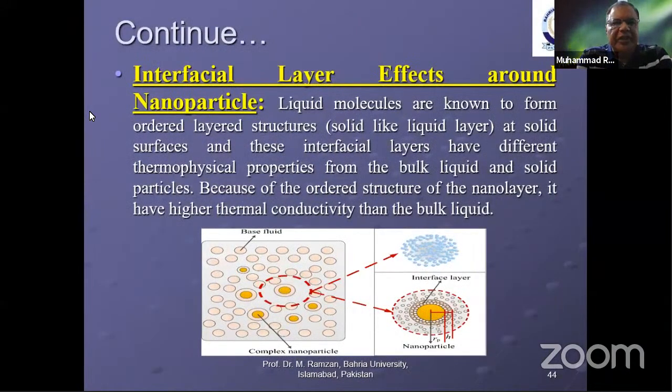Interfacial layer effects around the nanoparticles. Liquid molecules are also known to form an ordered layer structure at solid surfaces, and these interfacial layers have different thermophysical properties from the bulk liquid and solid particles. Because of the ordered structure of the nanolayer, it has higher thermal conductivity than the bulk.